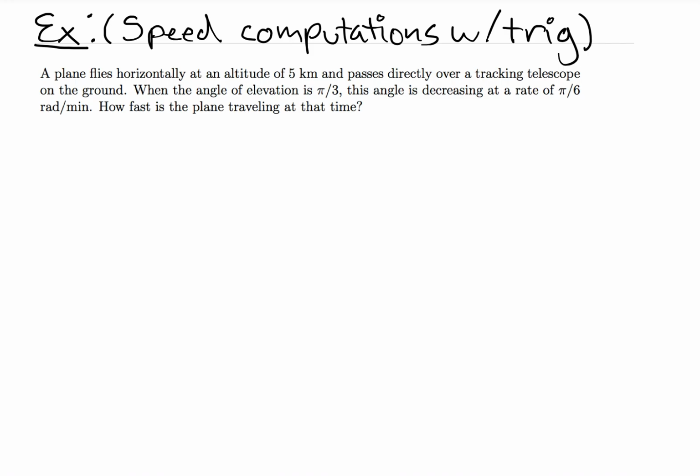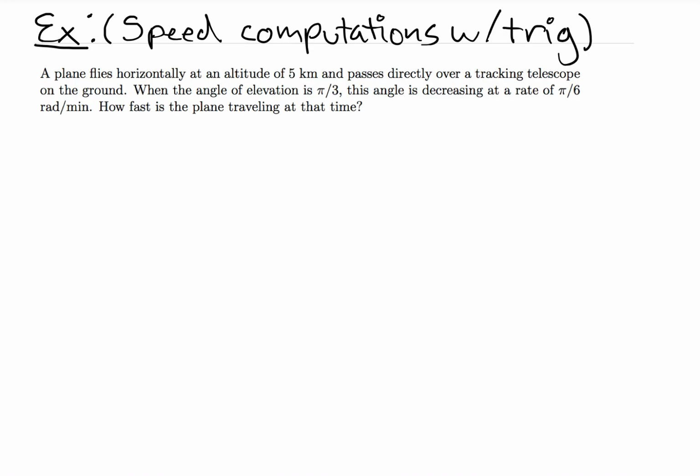A plane flies horizontally at an altitude of 5 kilometers, passes directly over a tracking telescope on the ground, and the angle of elevation is pi over 3. The angle is decreasing at a rate of pi over 6 radians per minute. How fast is the plane traveling?